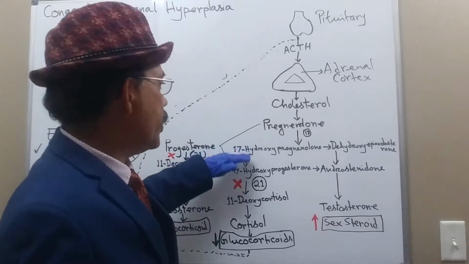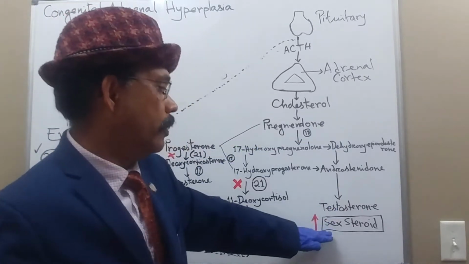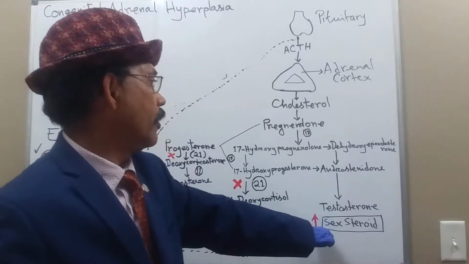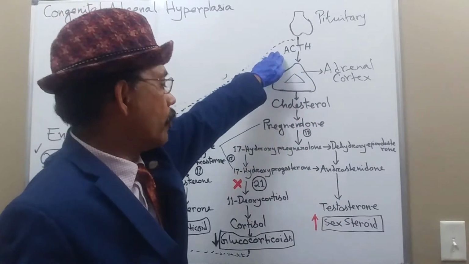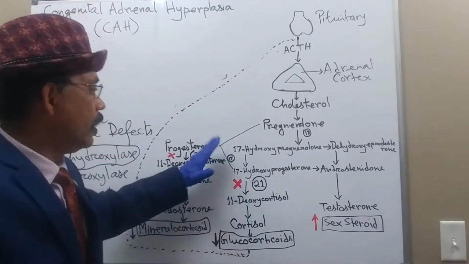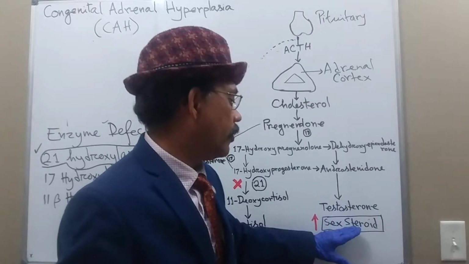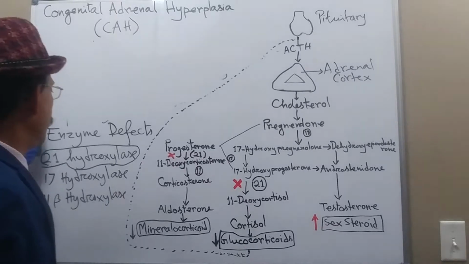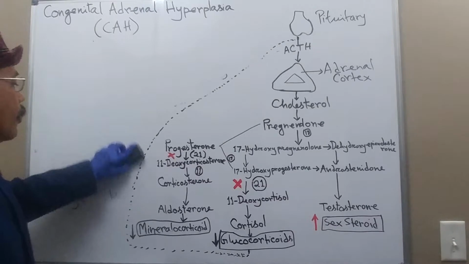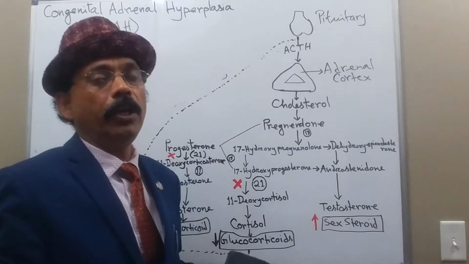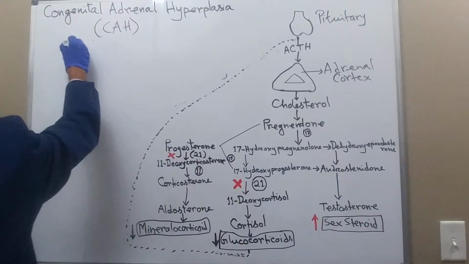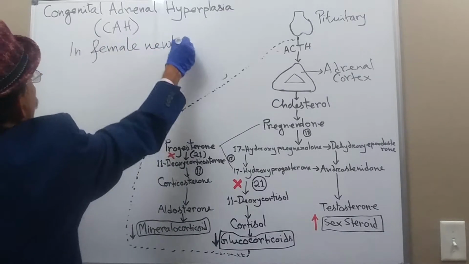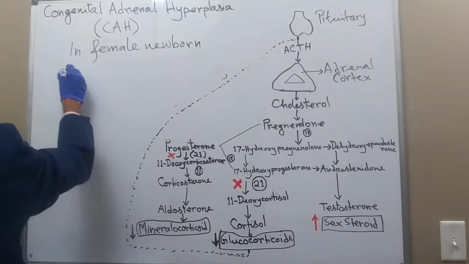Then this intermediate product will be converted into the sex hormone or sex steroid, like testosterone. Due to the action of the adrenocorticotropic hormone, it is not going in the other direction. It will be converted in this way to become testosterone or sex steroid. Okay, so if this is the condition, what will happen? In a newborn, especially in the female, we'll get ambiguous genitalia.